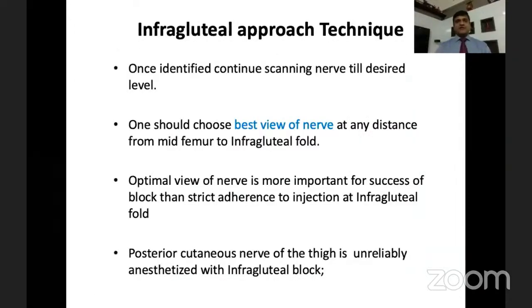Coming to the scanning technique of infragluteal approach. One can start scanning from the transgluteal level to the distal level, or one can start scanning from the popliteal fossa, because scanning in the popliteal fossa is easier. Once you identify the nerve, scanning should be continued till the desired level. One should choose the best view of the nerve at any distance from mid femur to infragluteal fold. Optimal view of the nerve is more important for the success of the block. The posterior cutaneous nerve of thigh is unreliably anesthetized with infragluteal block.